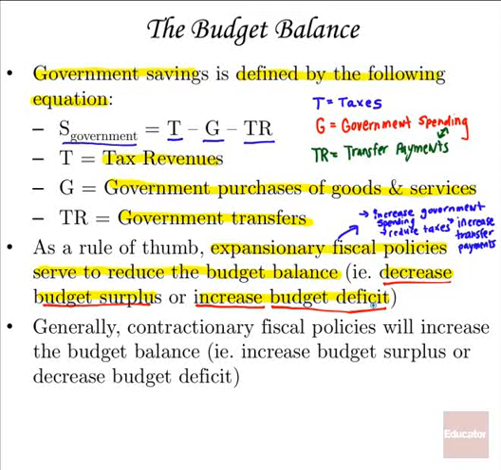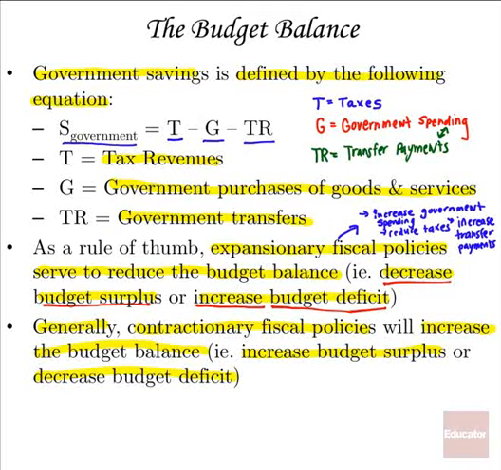So, it was great. It may have helped save us in the short run from falling into a greater recession. But there are long-term consequences, and we had a deficit, and it kept on adding to our national debt. So, as a rule of thumb, again, generally, contractionary fiscal policies will increase the budget balance, or, for example, increase the budget surplus, or decrease the budget deficit.